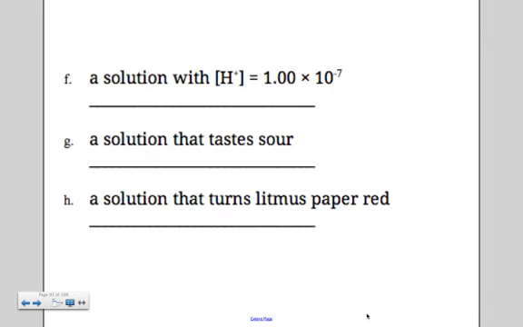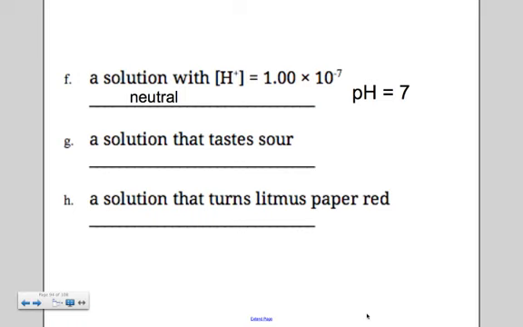Last couple in this part, a solution with a hydrogen concentration of 1.00 times 10 to the negative 7th. Take the negative log of that number, because it is the hydrogen concentration. Negative log of 1.00 times 10 to the negative 7th is 7. And anything with a pH of 7 is neutral.